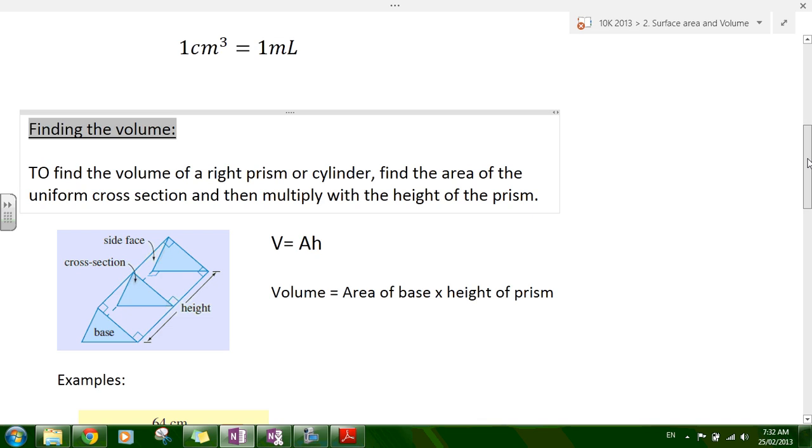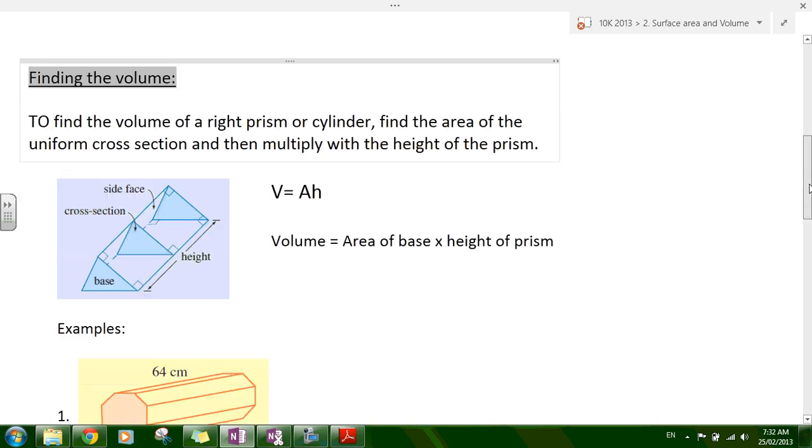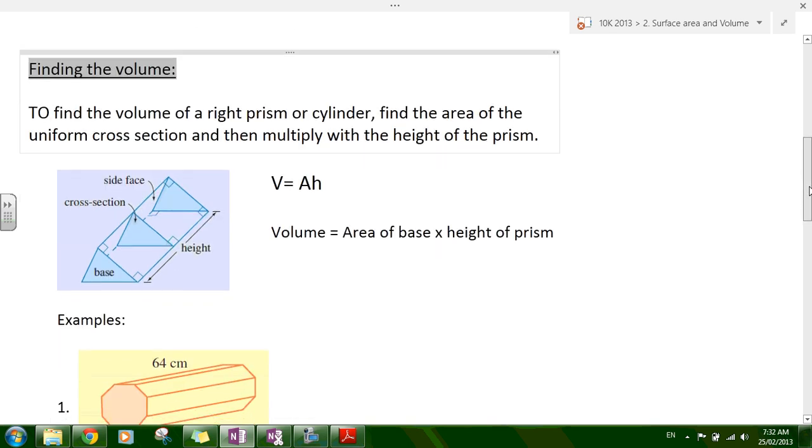Now, we're going to have a look at some examples. Always keep in mind that once you identify what the cross-section is, let's find the area of this base, and wherever you cut it, it's always the same. All you have to do is find that area and then multiply it by the height. So we're going to have a look at some examples and see how we go.